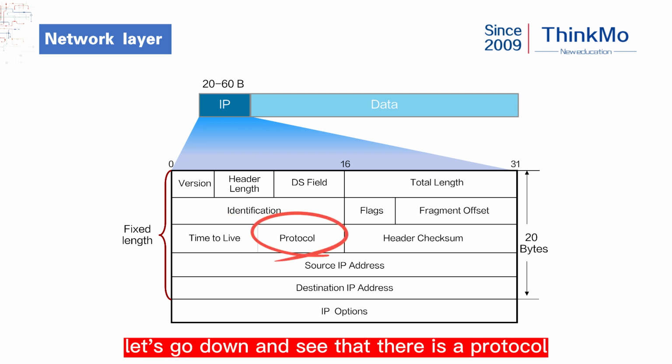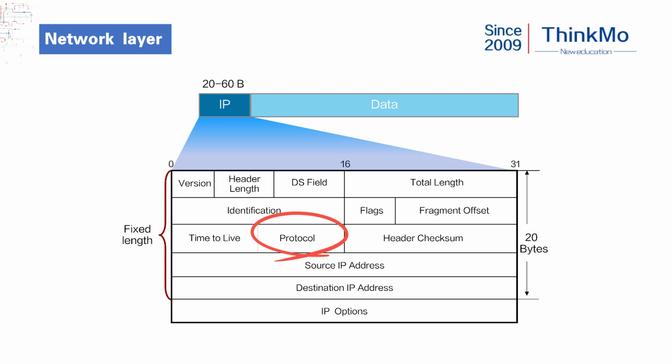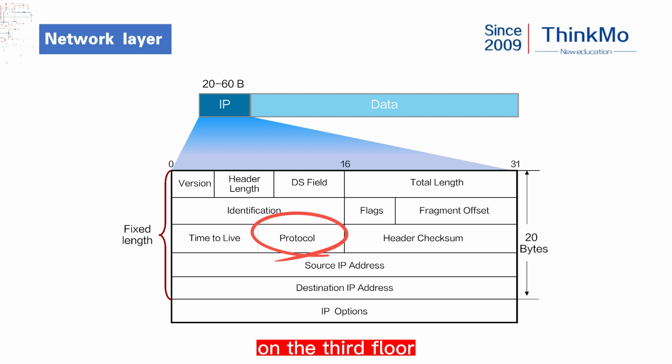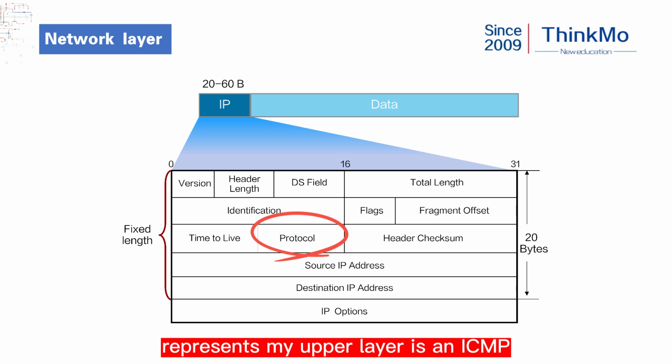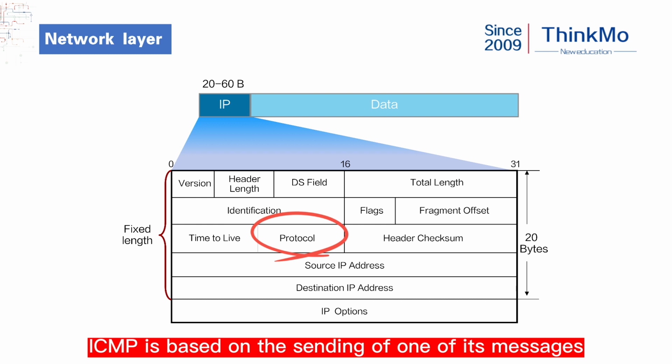Let's go down and see that there is a protocol. What does the protocol mean? The protocol is the identification of the upper layer protocol. We identify services above the network layer. So suppose in the future we will learn a protocol called ICMP. If I fill in 1 in the protocol field on the 3rd layer, it represents that my upper layer is ICMP. Everyone knows the use of traceroute, and in fact it is also our ping command. ICMP is based on the sending of one of its messages.